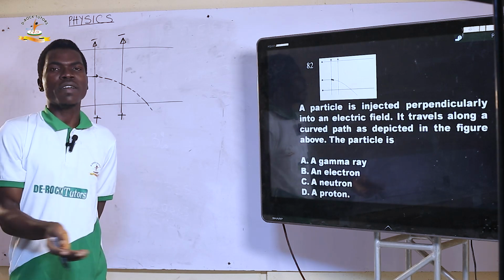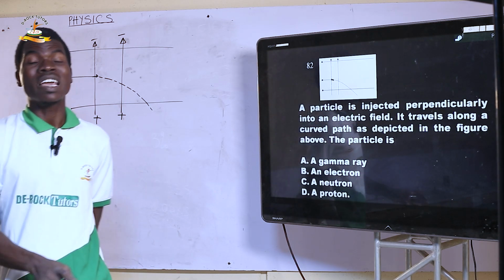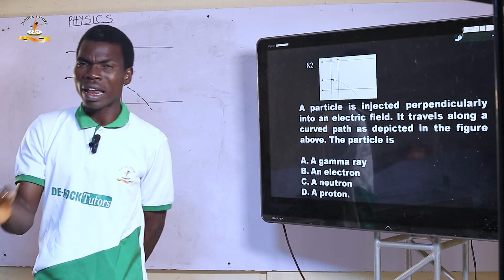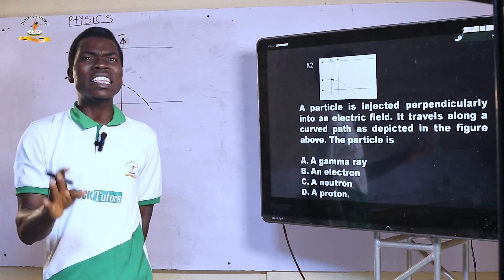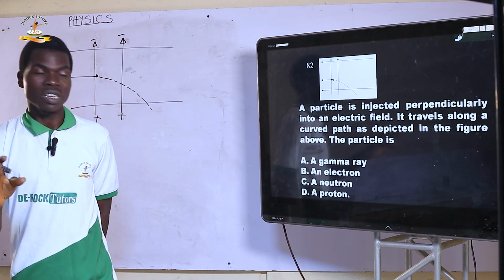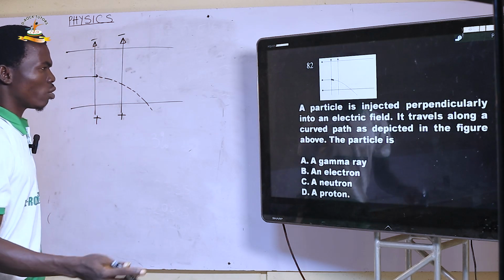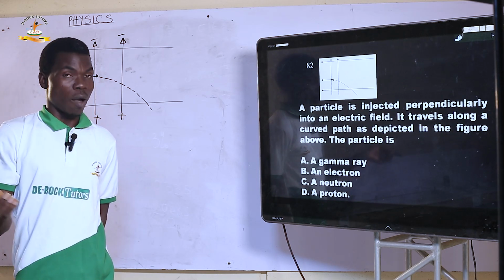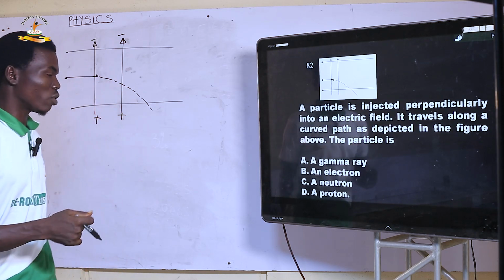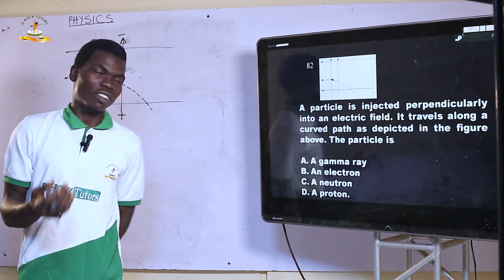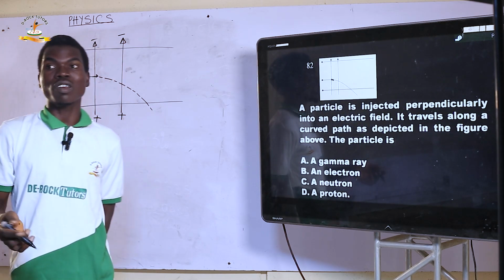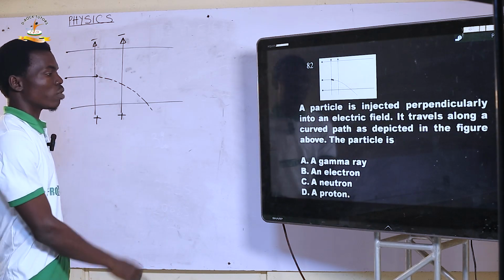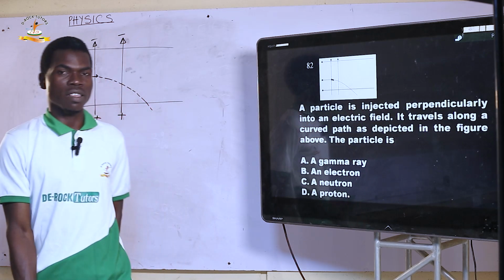A, a gamma ray. Gamma ray is out of the equation because gamma ray has no charge. And as a matter of fact, when you subject a gamma ray into an electric field or a magnetic field, it isn't going to deflect. B, an electron. An electron is negatively charged, so it's possible it is an electron. However, let's look at the other options. C, a neutron has no charge. D, a proton is positively charged and it will never deflect towards the positive side. So the correct option is an electron. B is the correct option.